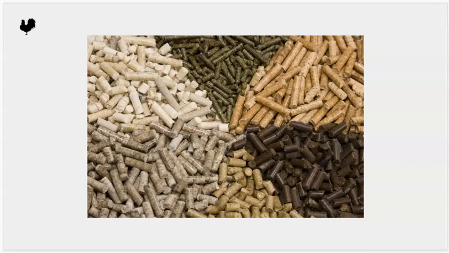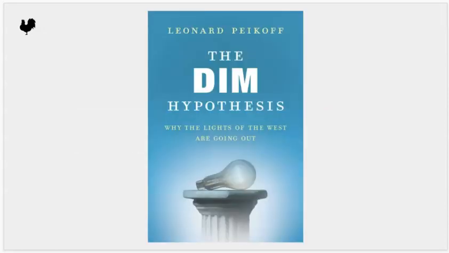So there's 3 ways to categorize it, right? To do it poorly, to do it not at all, or to do it well. And there's many ways to express this trichotomy, the 3 different ways of grouping knowledge. And I'll just take this time to say I get a lot of this from Leonard Peikoff's book, The DIM Hypothesis: Why the Lights of the West Are Going Out.